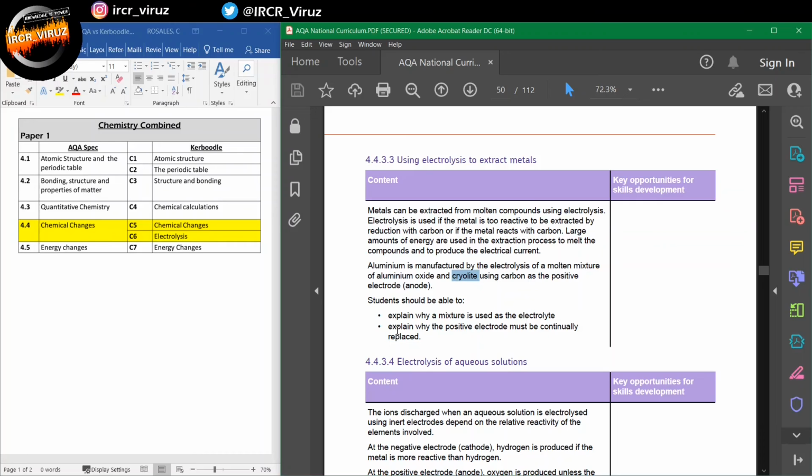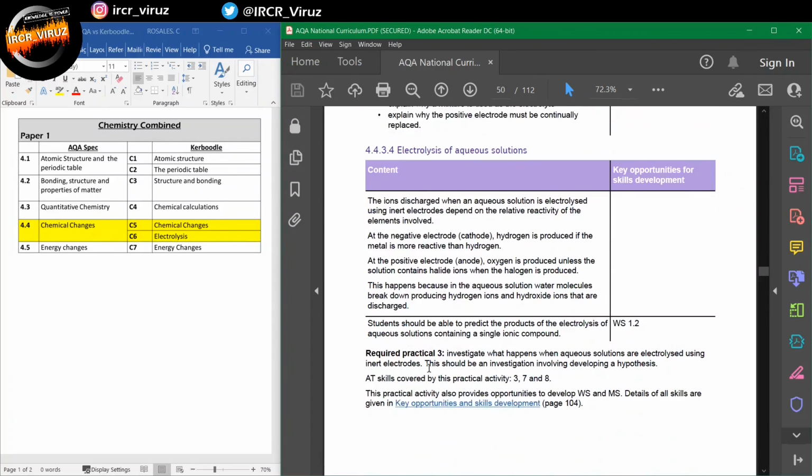A lot of the time, the electrodes are going to be made of carbon, because the oxygen from the aluminum oxide goes to the carbon and makes carbon dioxide. Then those electrodes have to be replaced, because the carbon from the graphite electrodes goes away as carbon dioxide, so you have to replace those constantly.